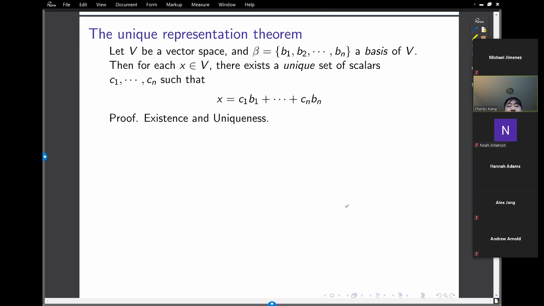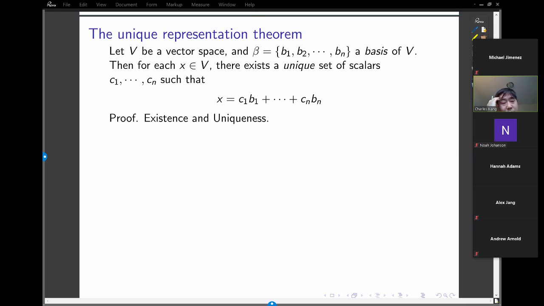All right, then let's move on to the unique representation theorem. Okay, excuse me, 2 new messages. Okay. Yeah, okay. All right.